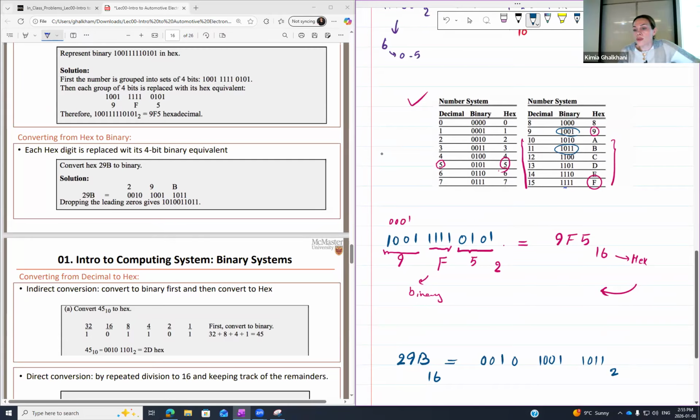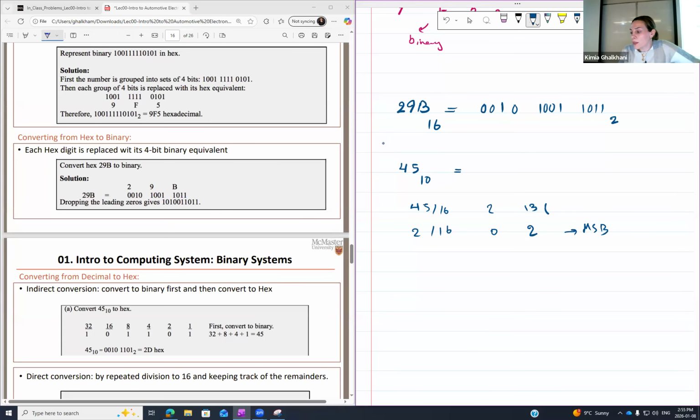13 is equal to D, right? So I'll take it from the table. 13 is equal to D. So this is going to be my least significant bit or digit. Either is correct. Then what would be the conversion result?